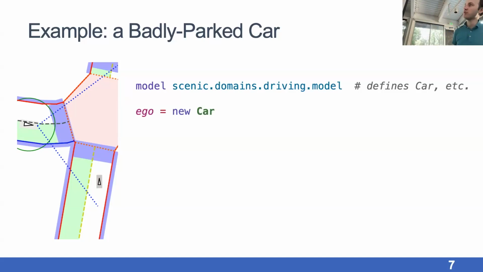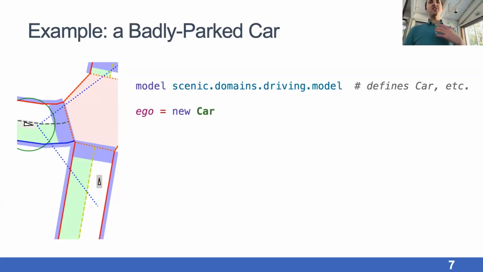And then using that, we can create a car. So we're setting the ego object, which is just a special object in the scene that's used as the reference point for various of Scenic's operators. And we're setting it to be a new instance of the car class, where this car class came from that model we imported.